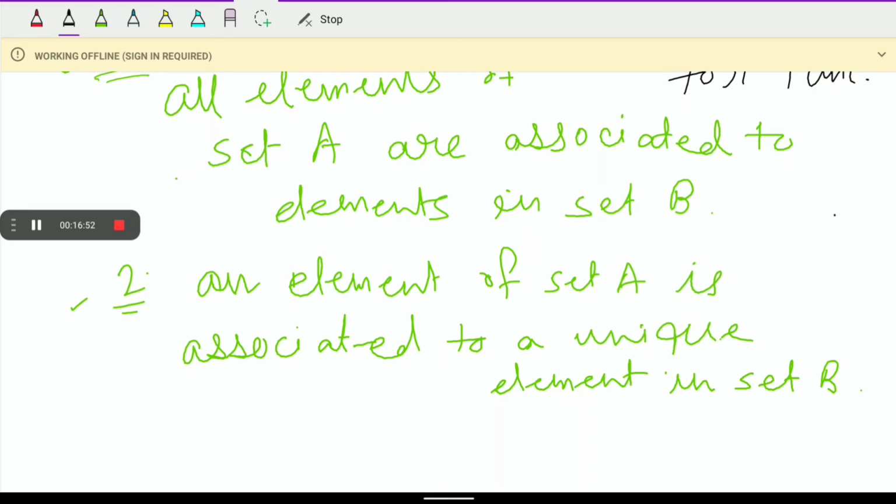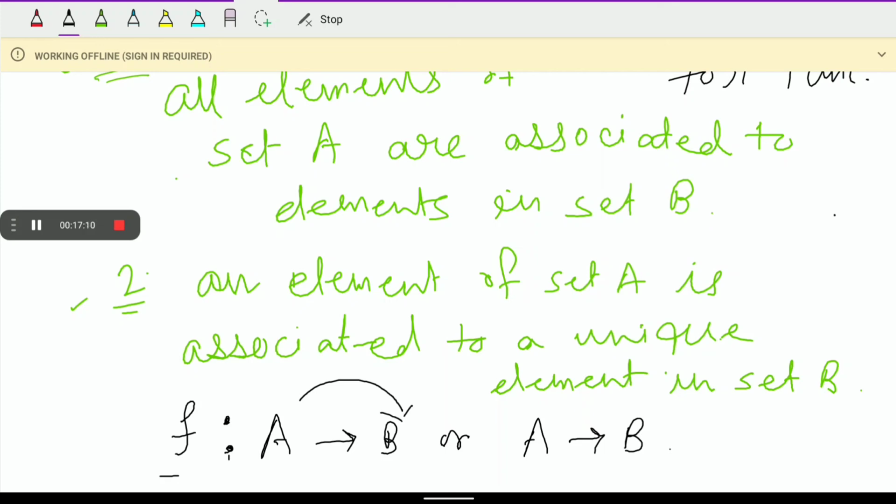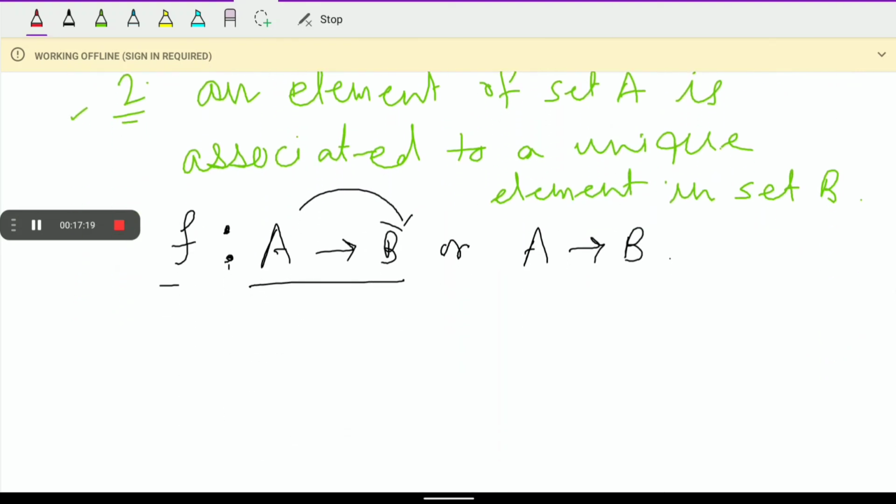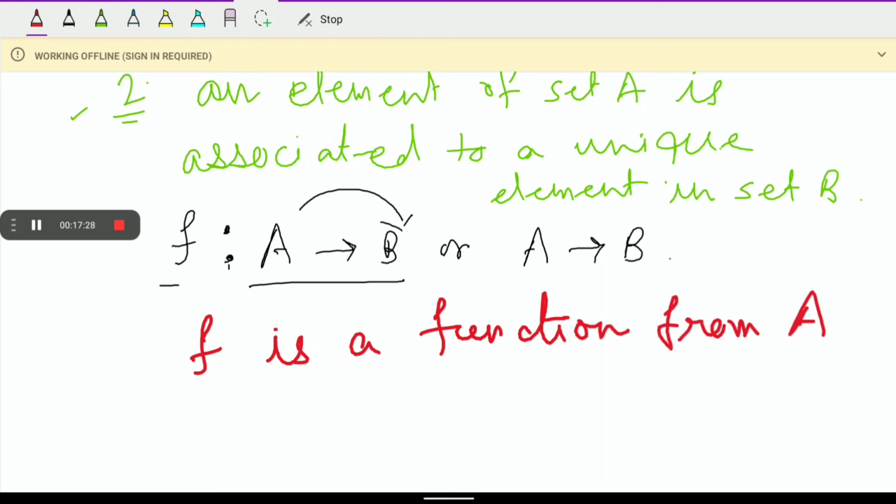So we write it f: A to B, which is read as f is a function from A to B, or f maps A to B.